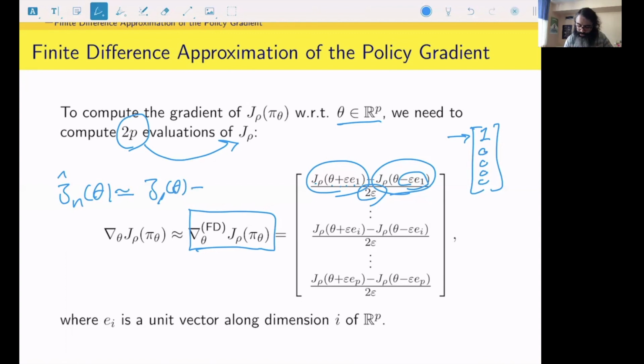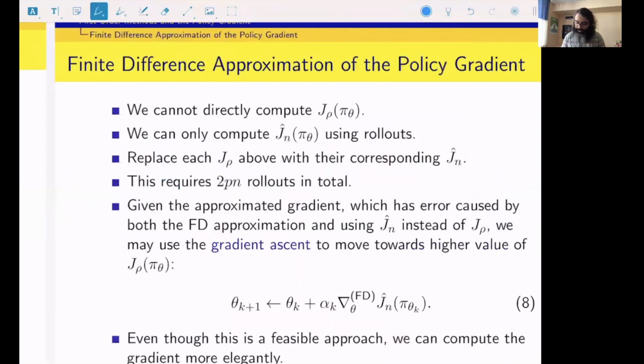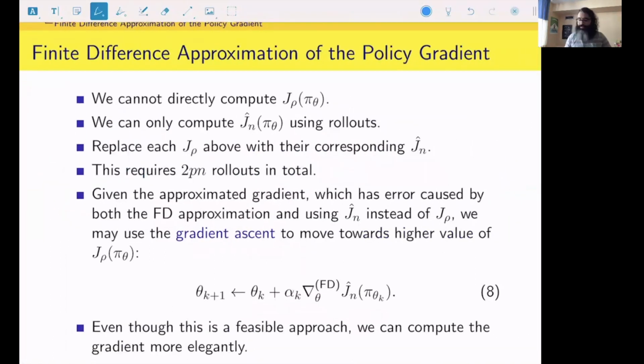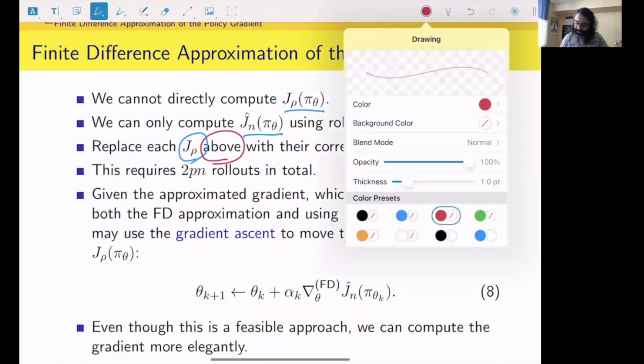And usually we have some form of guarantee like this: if you have n rollouts, we get an estimate which is of order 1 over square root of n accurate, or close to the true value. Okay, so we cannot directly compute J rho of pi theta, but we can only compute J hat n using rollouts. So we can replace J rho with the previous page. Maybe this should be above here. With the corresponding J hats.